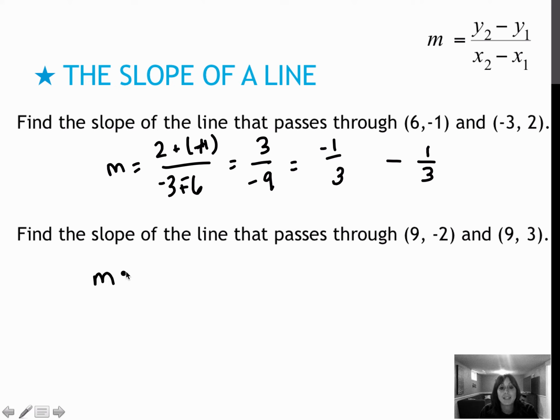For my second example, 3 minus negative 2 over 9 minus 9. On the top I get 5, on the bottom I get 0. A 0 on the bottom means an undefined slope.